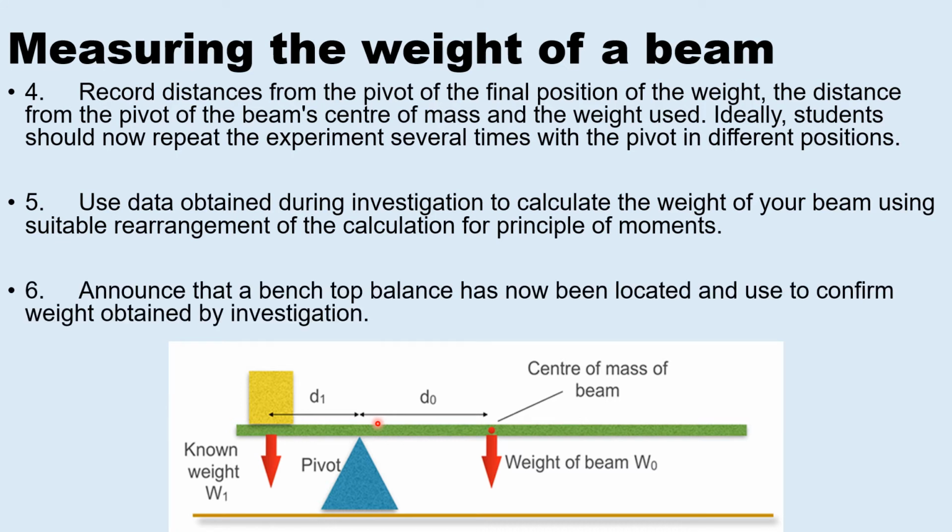And then you would announce that the benchtop balance has now been located and used to confirm the weight obtained by the investigation. So the benchtop balance being the scales that we would use to weigh an unknown object weight. So we would do that at the end to double check your calculations were correct.